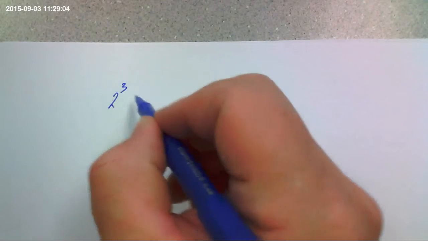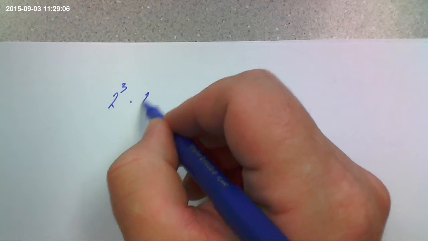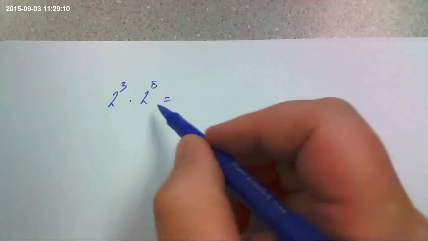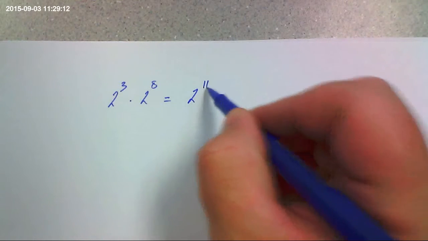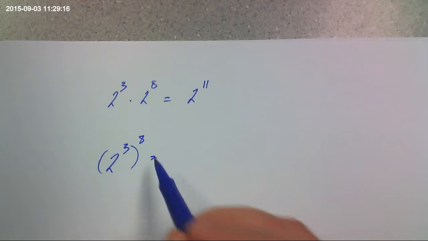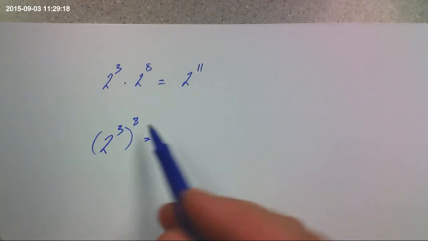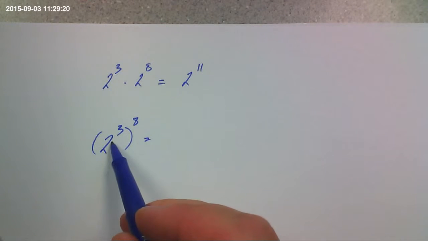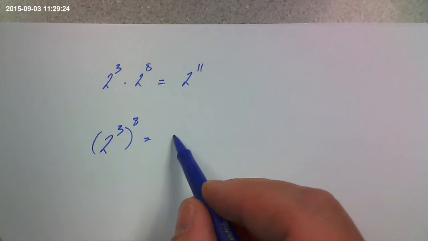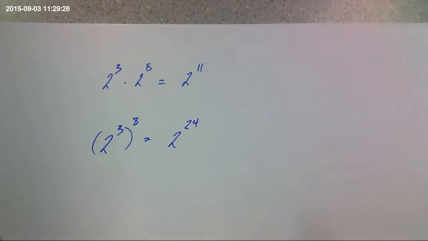Let's say that we've got 2 to the 3rd times 2 to the 8th. That would be 3 2's and 8 2's, so I'd make 11 total. However, here, this is 8 groups of 2 cubed. So that would make a total of 24 2's.